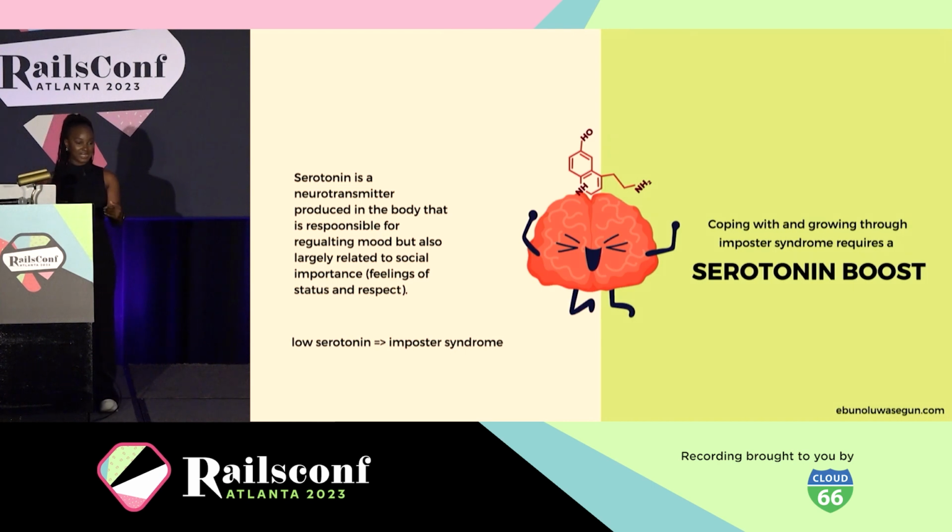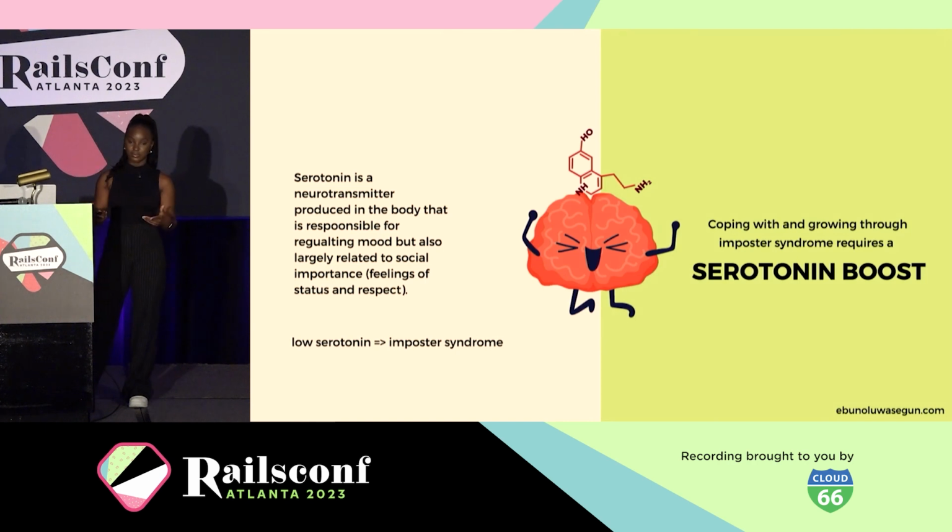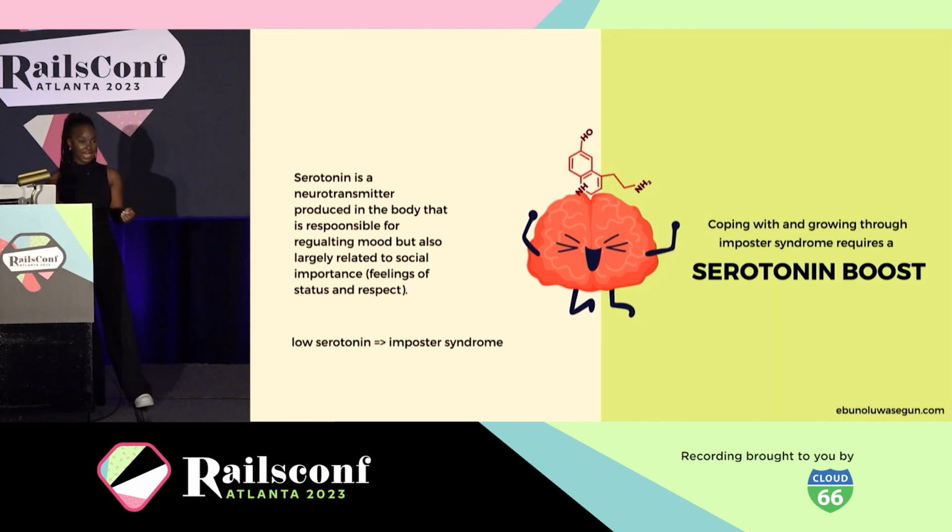So, like I said, in order to cope and grow through imposter syndrome, you require a serotonin boost as just a base level. Now, I'm not a doctor yet or a dietitian, so I can't tell you what foods to eat to boost up your serotonin, but I can give you some practical tools that will help you to do this. Some of these tools are growth tools, some of these tools are coping tools. But I hope that you will learn something through these tools that I'm giving you.